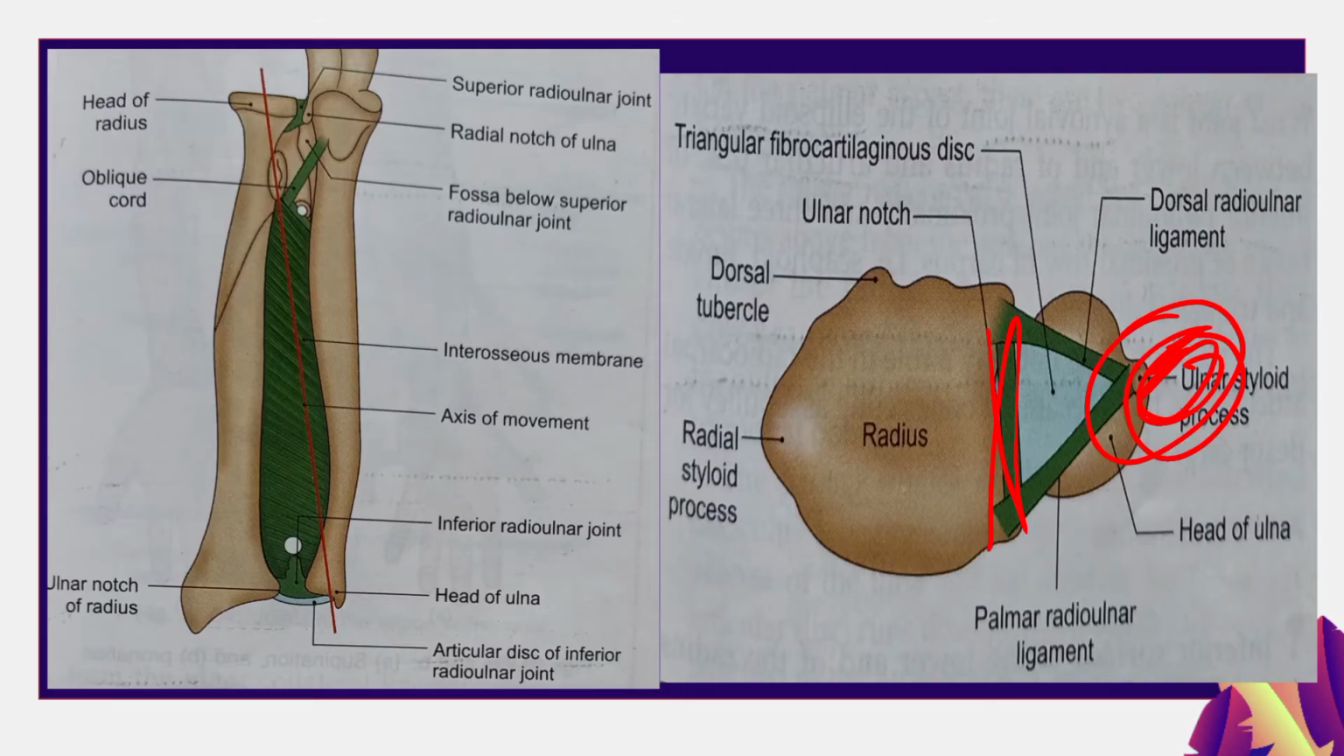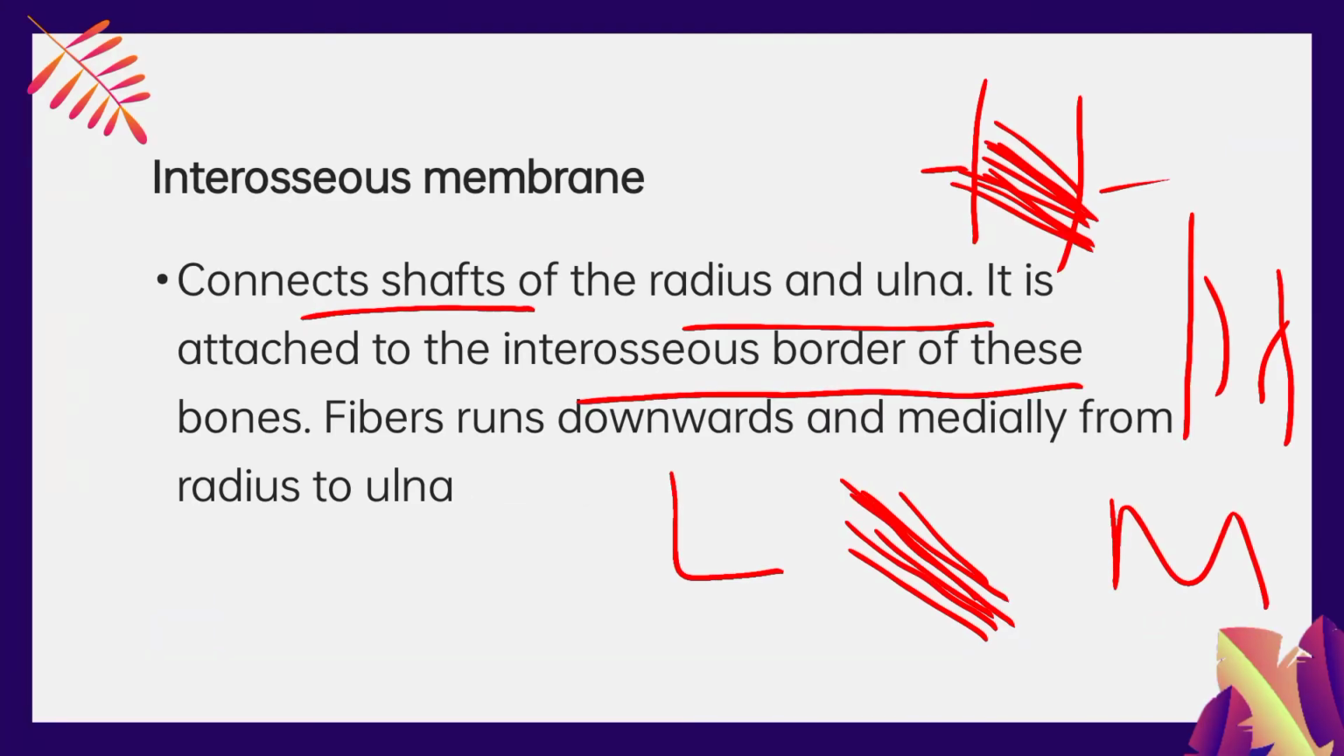Now see, I'll show you the diagram. This is the radial tuberosity. So from here, it is 2 to 3 centimeters down. So it starts from here like this. This full thing is our interosseous membrane.